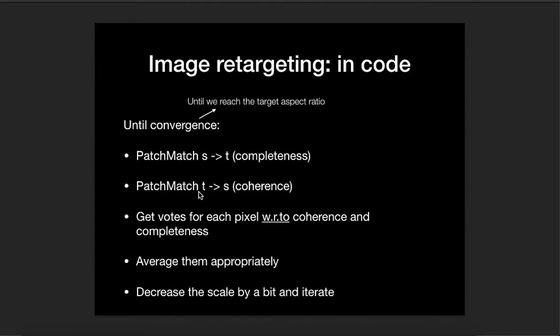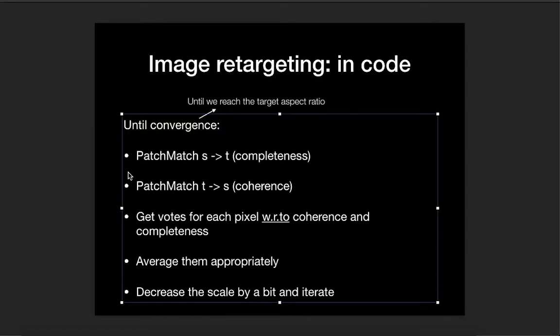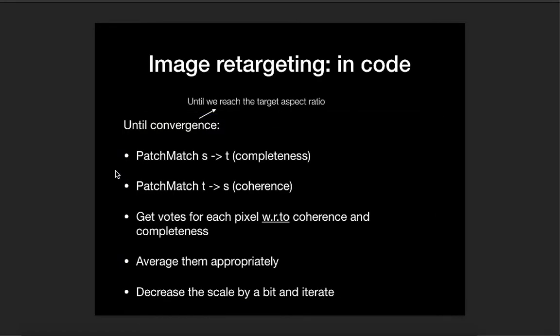Basically, until convergence, you go from source to target and target to source, and you get two nearest neighbor fields. Then you go to the pixel that you want to reconstruct, and you calculate what the pixel value is at this point from S to T and T to S, and then you weigh them accordingly and take an average of them. For example, here, let's say you want to decrease your aspect ratio, and this is your source. There are some practical suggestions here.